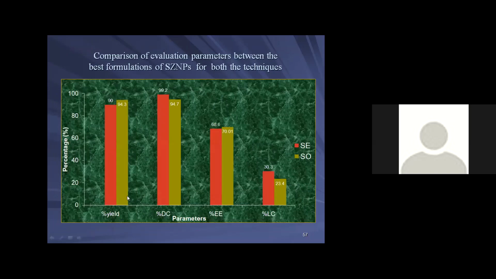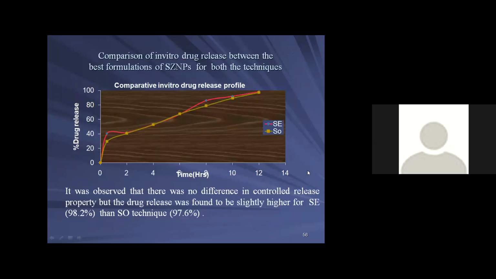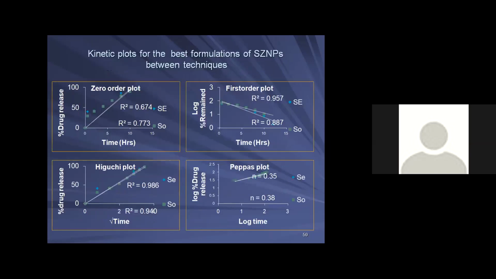When we compare the product yield, drug content, entrapment and loading capacity, the entrapment is slightly higher in the salting out technique and the percentage yield is also somewhat more in salting out, and the remaining parameters are almost similar. So there is no significant difference between these two techniques. The drug dissolution studies are also comparable: 98.2% and 97.6%, not much difference. So these are the kinetic plots for the best formulations of sulfasalazine nanoparticles, a comparison between these two techniques.